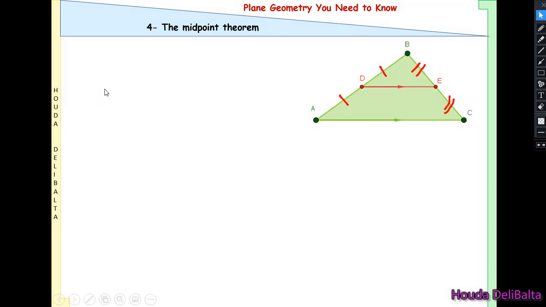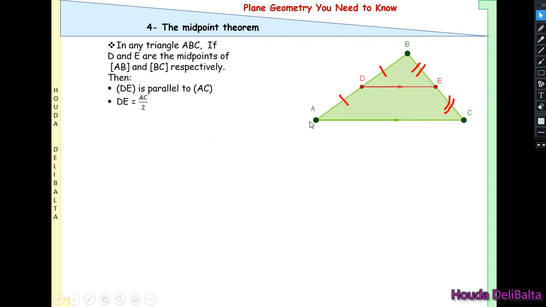What does the midpoint theorem say? In any triangle ABC, any triangle, not a special kind, if D and E are the midpoints of AB and BC respectively, then DE is parallel to AC. So the segment joining the midpoints of two sides of a triangle is parallel to the third side and equal to its half. So DE is parallel to AC and DE is equal to AC over 2. This is the midpoint theorem in a triangle.